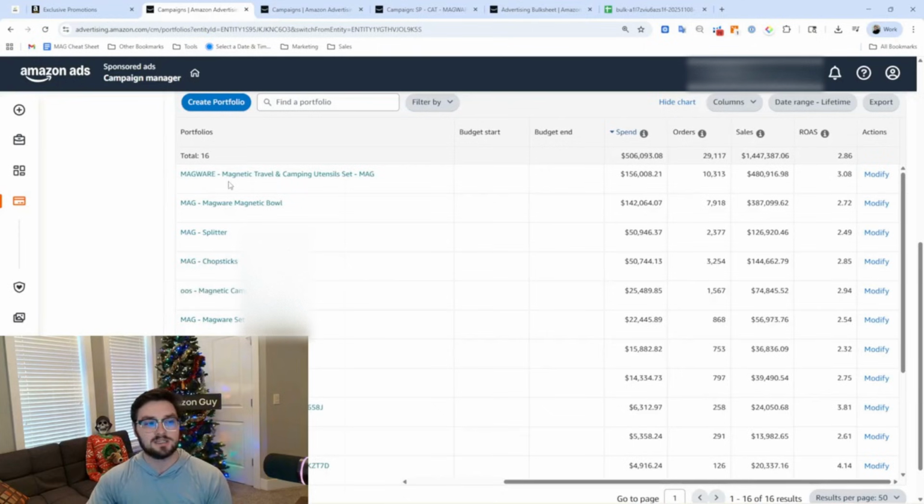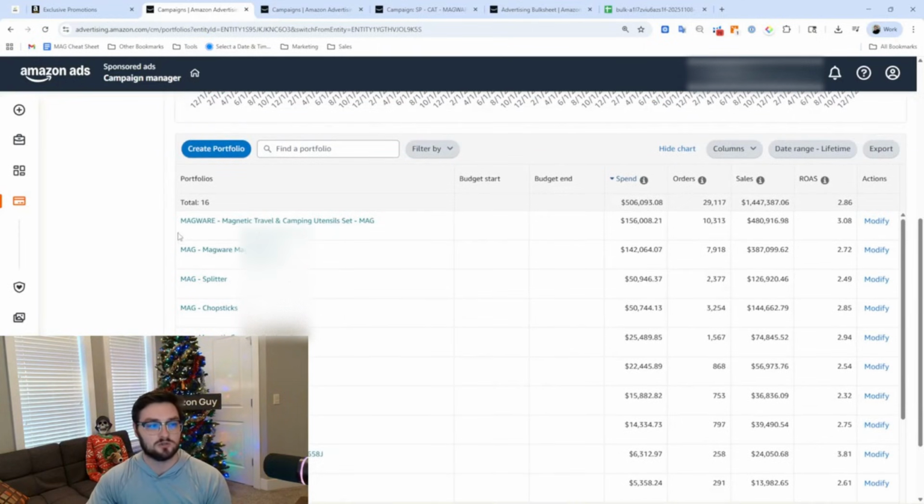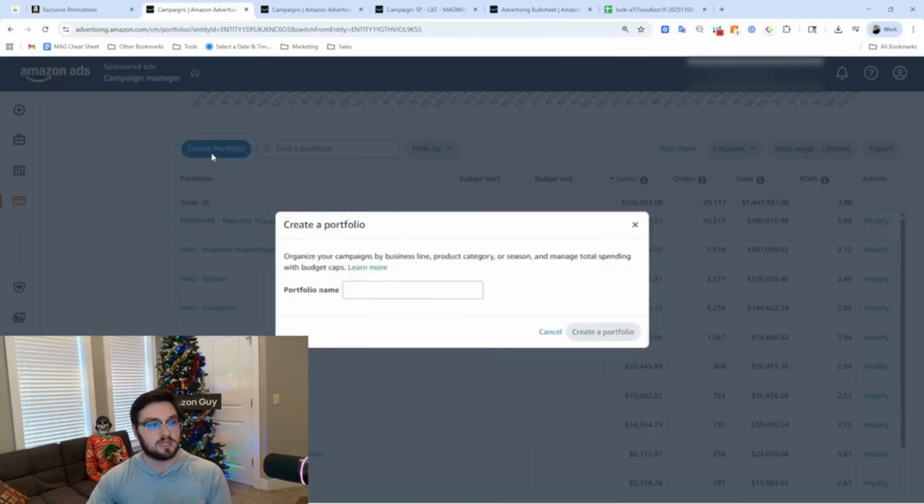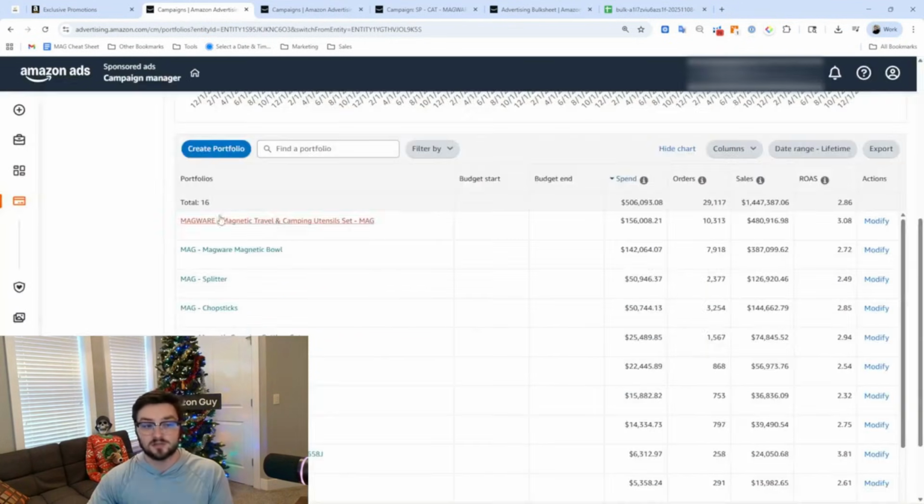And so this is a common thing that I'm going to show people how to do, where essentially you want to create a portfolio. You can name it anything you want, right? And this allows you, like it says here, by business line, product categories, or season. So if you have seasonality type products, you can have a spring, summer, fall, and winter portfolio. Or in this case, what we did is we just structured based on the type of product rather than a specific ASIN.